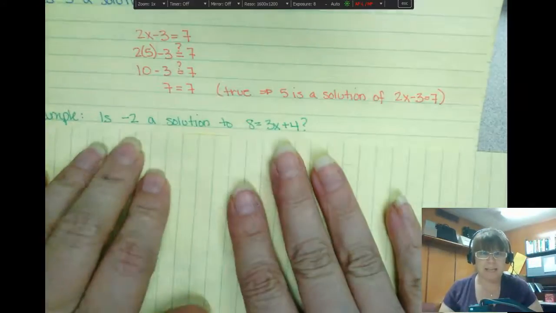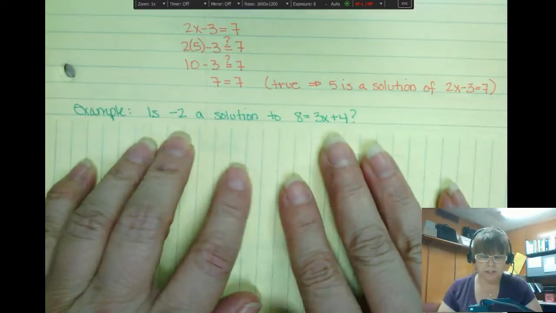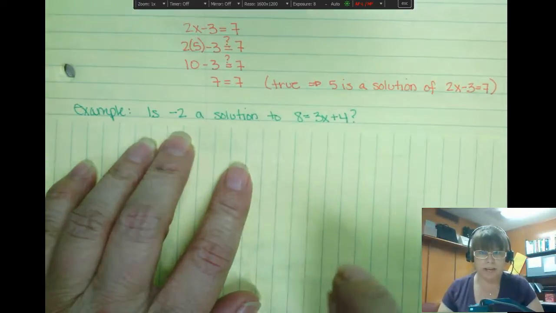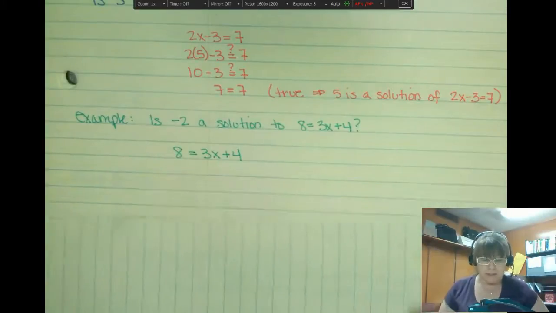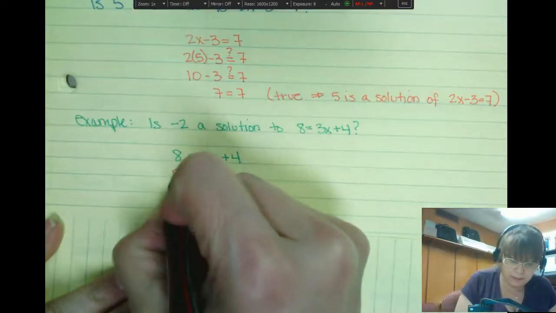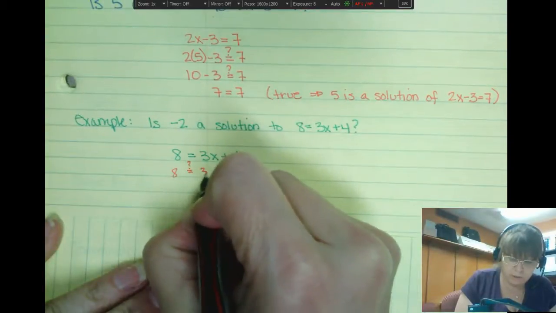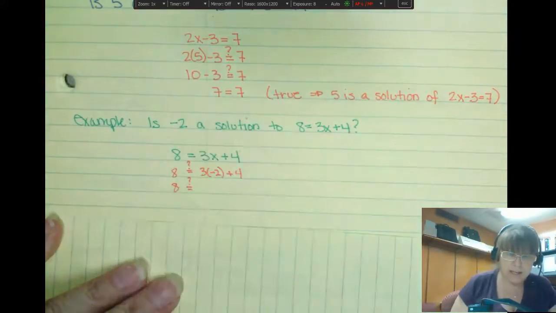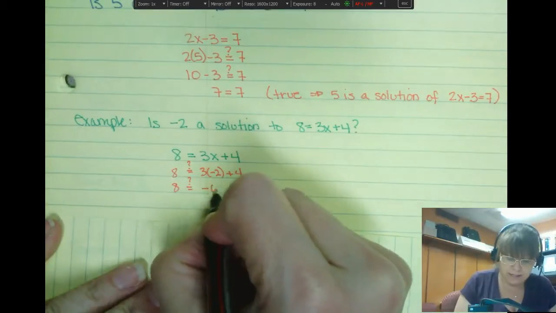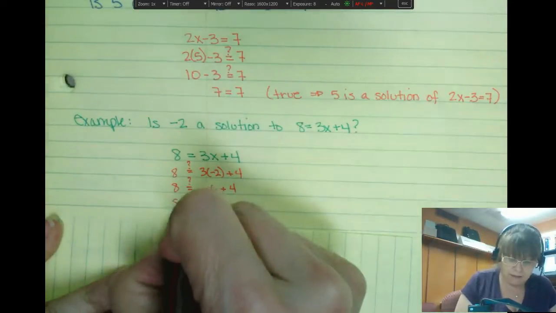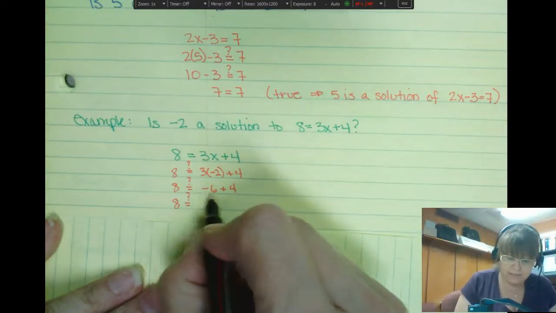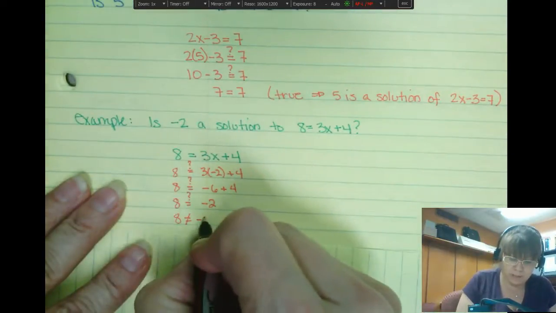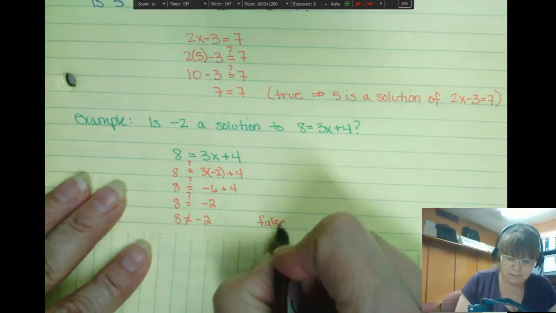Let's try another one. Is negative 2 a solution to 8 equals 3x plus 4? Now before you say yes it is or no it isn't, we need to work it out. So let's plug in negative 2. 8 equals, question mark, 3 times negative 2 plus 4. Again, I'm leaving it as a question mark. Negative 6 plus 4. Does it equal 8? Negative 6 plus 4 is negative 2. No. 8 does not equal negative 2. It is a false statement.